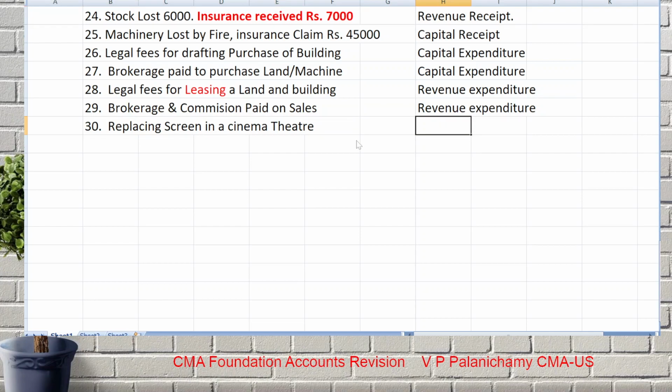Replacing screen in cinema theater. We are just replacing it. That screen is a cloth. We replace it. Revenue expenditure. The screen cloth is replaced once a year. Otherwise the cloth quality turns light pale yellow, so projection will not be proper.